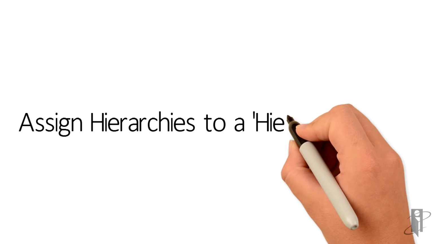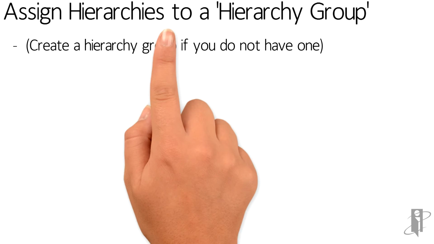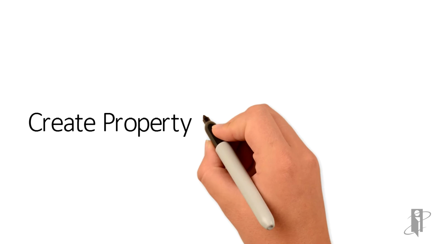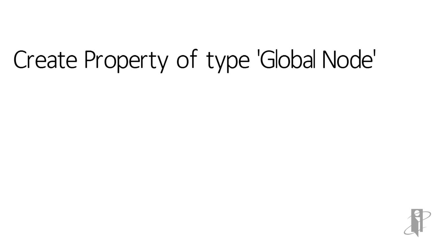Step one is to assign hierarchies to a hierarchy group. Right-click on each hierarchy and assign them to a hierarchy group, which will change the hierarchy view as shown here. The second step is to create a property of type global node.